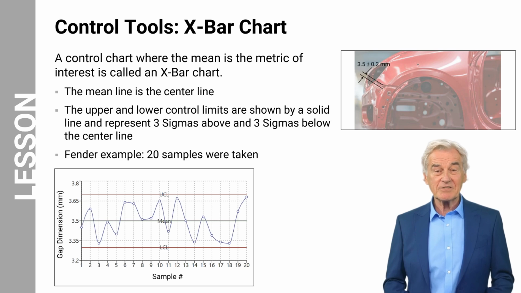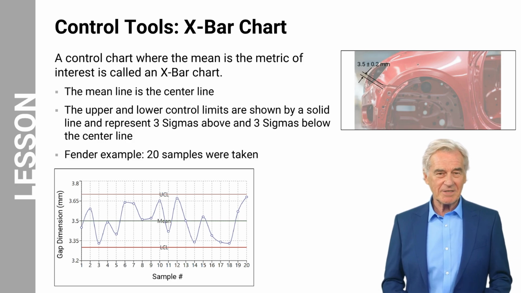Let us discuss what an X-bar chart is with an example discussed earlier in this module. Here, the mean of each sample is plotted on the chart. A control chart with the mean as the metric of interest is called an X-bar chart. In this case, 20 samples were taken. The measured mean can be any characteristic of interest, but for this example, the quality characteristic is the gap between the fender and the front bumper. The center line represents the mean value of 3.5 millimeter. The upper control limit is 3.7 millimeter, and the lower control limit is 3.3 millimeter. The upper and lower control limits represent 3 sigmas above and 3 sigmas below the center line.